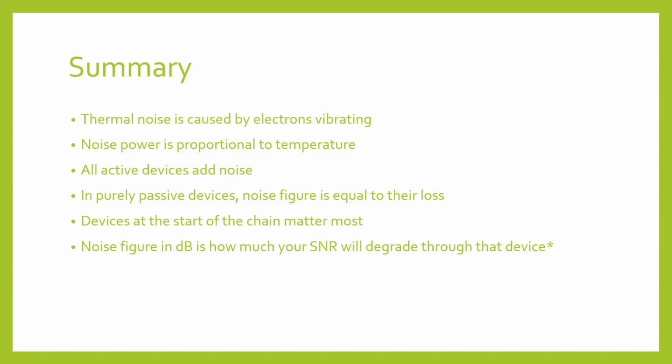So if we have an amplifier right up next to the antenna, so a masthead preamp, any subsequent noise figure, including that of the cable back to the shack, will then be divided by the gain of that amplifier, which will help to minimize our noise figure as much as possible. And under most conditions, noise figure in dB is roughly how much your SNR will degrade as it goes through that device.